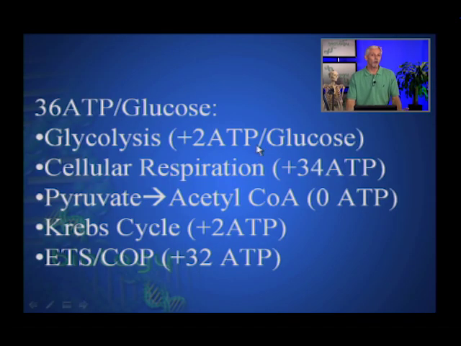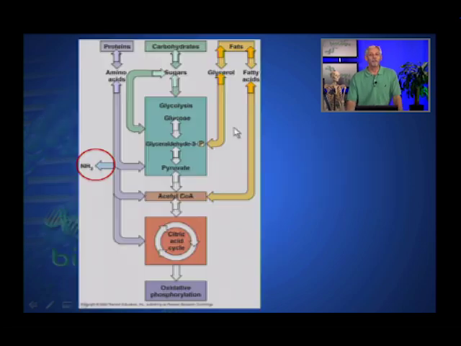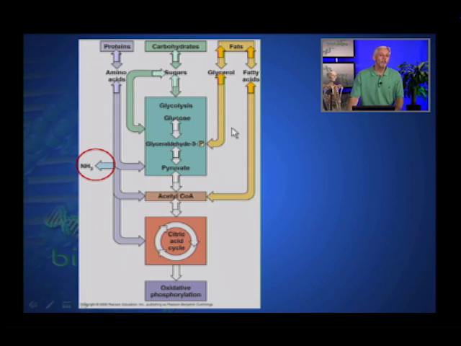Now, the last thing I want to get to is just a quick summary of where the ATPs come from. Glycolysis will yield 2 ATPs per glucose. Cellular respiration, 34 ATPs per glucose. We don't get any from the conversion of pyruvate to acetyl coenzyme A. The Krebs cycle will give us 2 per glucose. But the big delivery is electron transport, chemiosmotic phosphorylation, 32 ATP per glucose. So we have to have the oxygen to get that big delivery, because we can't live on 2 ATPs per glucose.